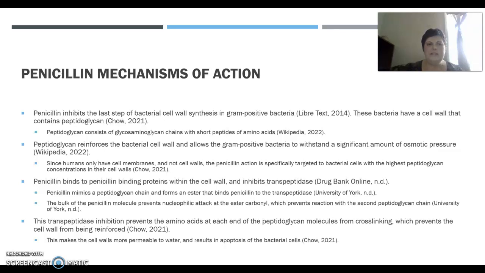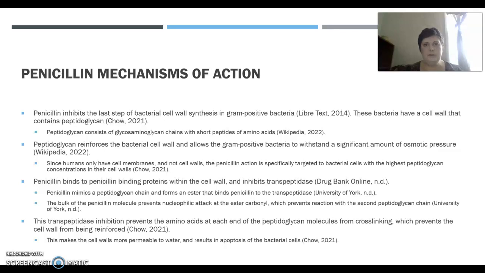The way that it works is by binding to specific proteins called penicillin binding proteins within the cell wall and inhibiting an important enzyme called transpeptidase. Penicillin does this by mimicking a peptidoglycan molecule, and it forms an ester that binds the penicillin to the transpeptidase enzyme. The bulk of the penicillin molecule, which I'll show on the next slide, prevents nucleophilic attack at the ester carbonyl. This, in turn, prevents peptidoglycan linkage.